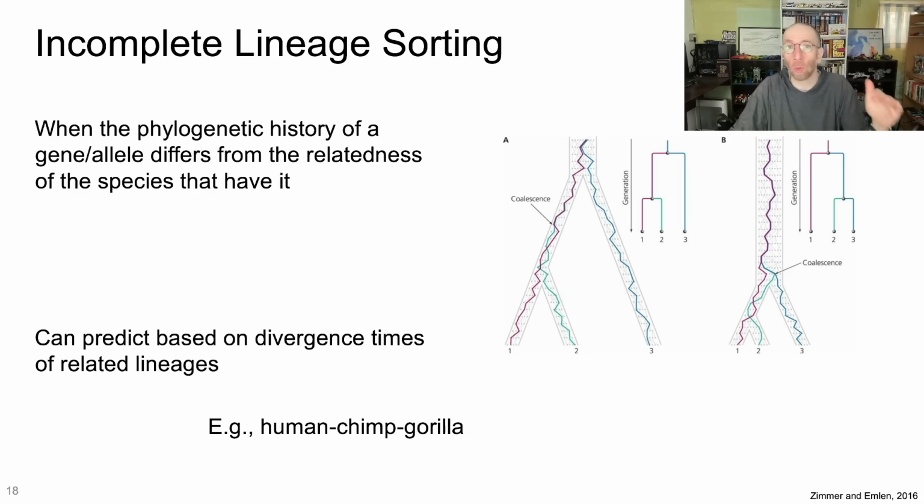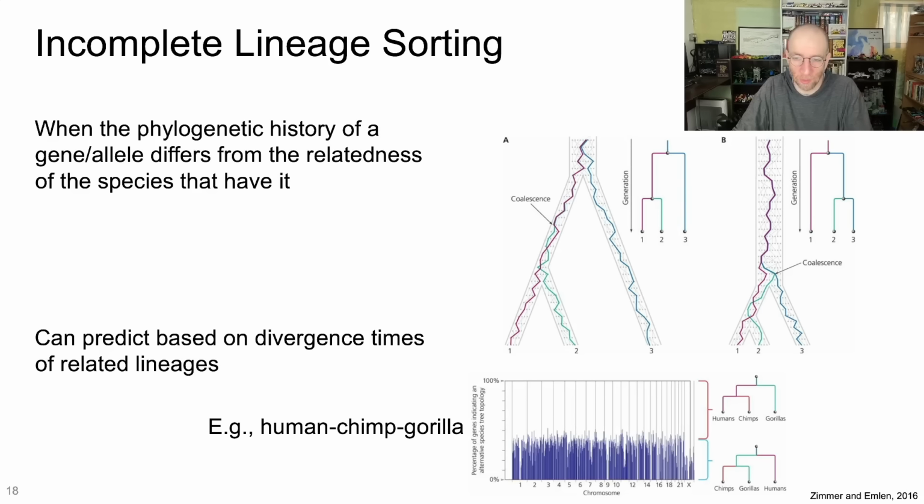And the human-chimp-gorilla divergence is a really good example of this, where somewhere in the neighborhood of 25% of the genome exhibits this pattern, where, for example, chimps and gorillas are more similar to each other than either is to humans. And that's because the sequence of divergence, where it was gorilla and then human and chimp from each other, that was relatively quick. So you have a bunch of divergence events and then 3 lineages after that. That leads to a prediction of the pattern that we see in terms of incomplete lineage sorting.